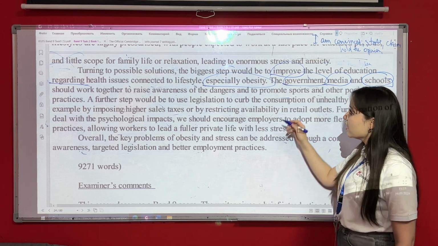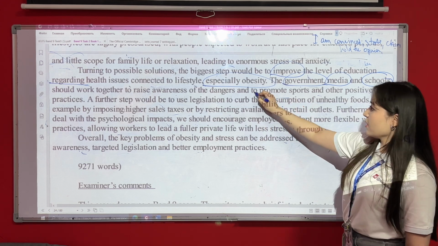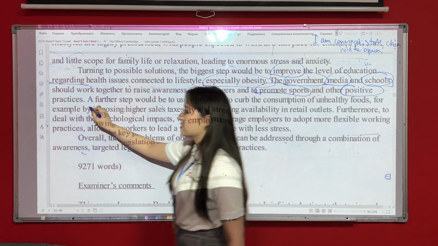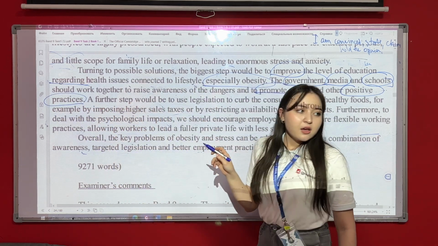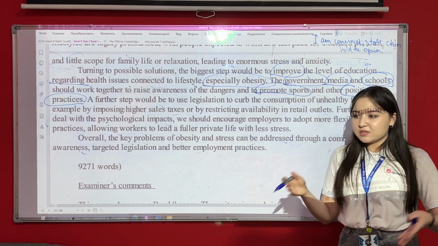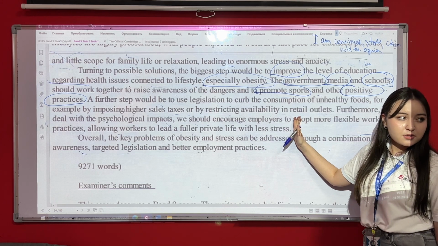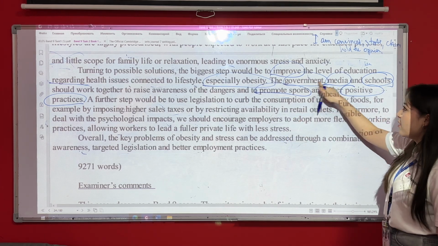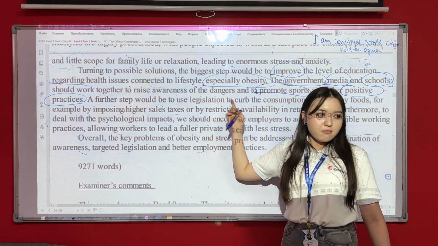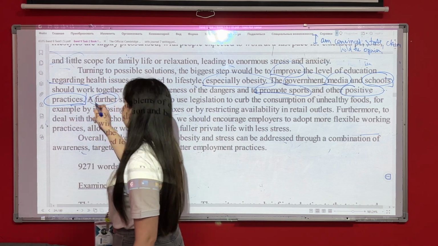So our first problem was about obesity, right? So the solution for obesity is to promote sport and other positive practices. So it means that the only remedy to obesity is to do some sports, right? And who should be in charge of this? Government. Yes, very good. Not only government, media and schools as well. They should work together to raise the awareness. Very good. So this was the solution for the first problem.